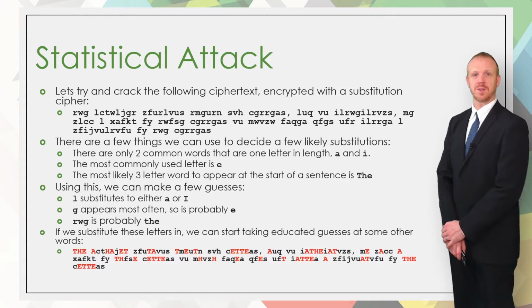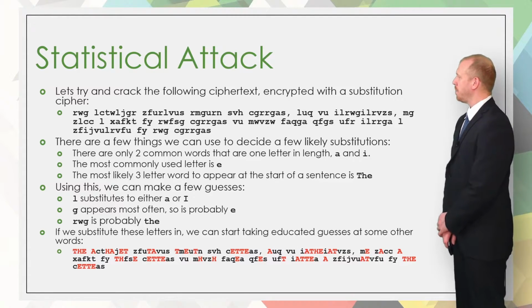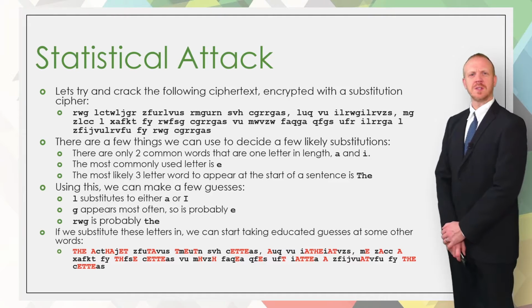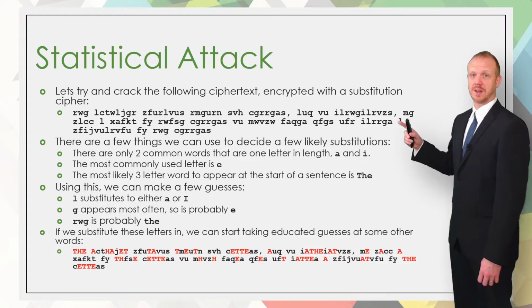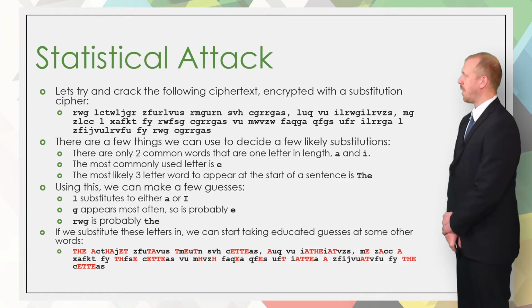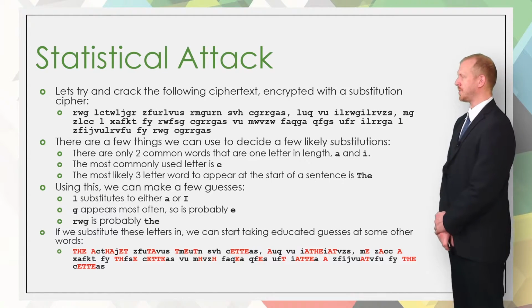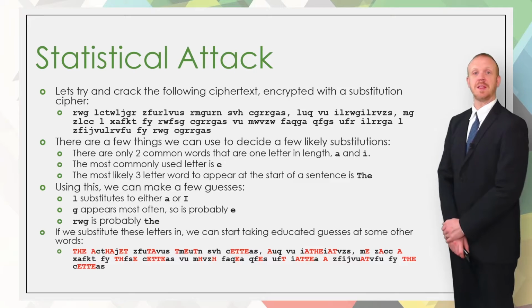We have no idea what each letter maps to. But we can take a few statistics. We can take a few things that we know about the English language, if we're assuming this is written in English. First of all, there are only 2 common words that are 1 letter in length, A and I, with A being the most common.